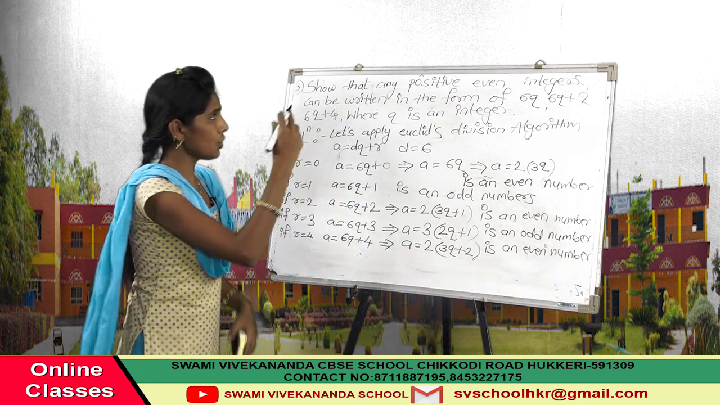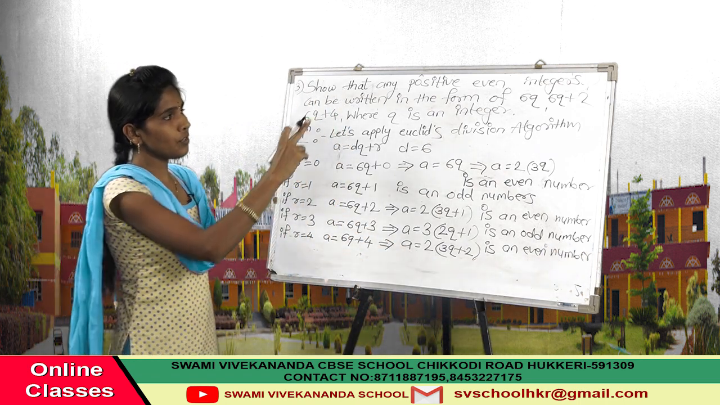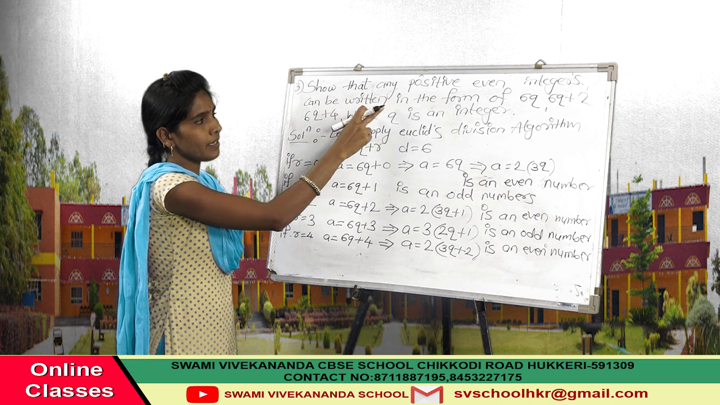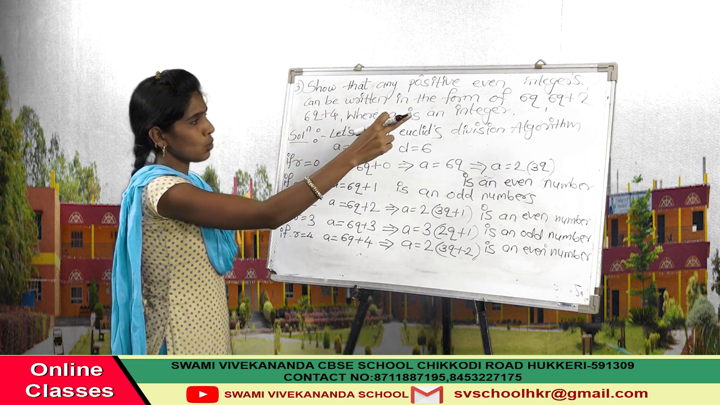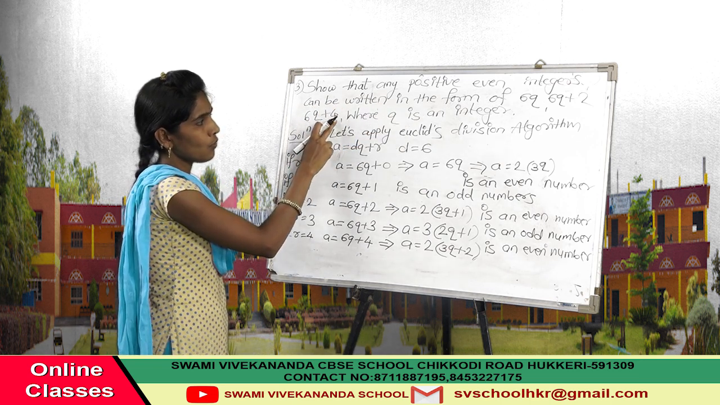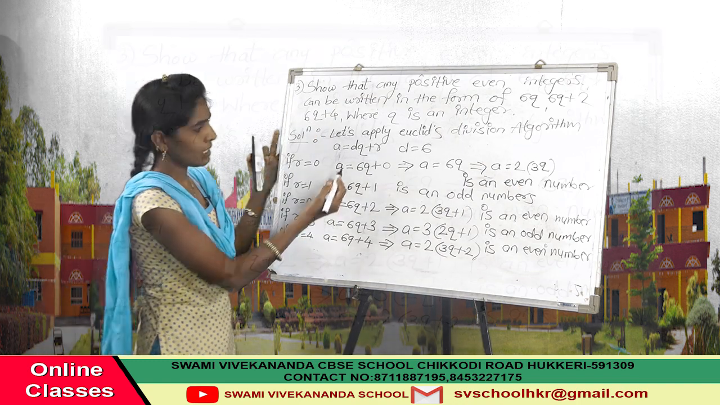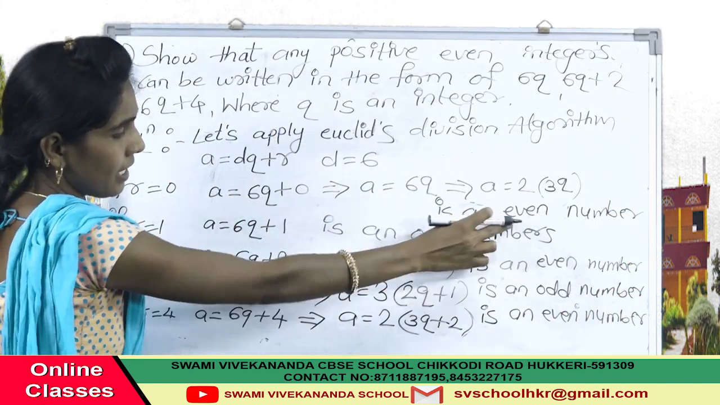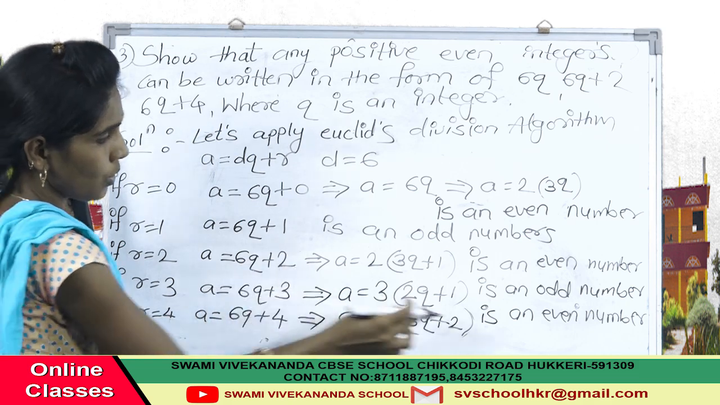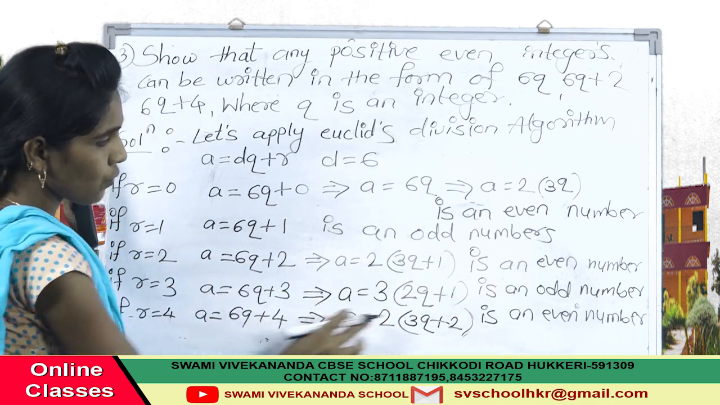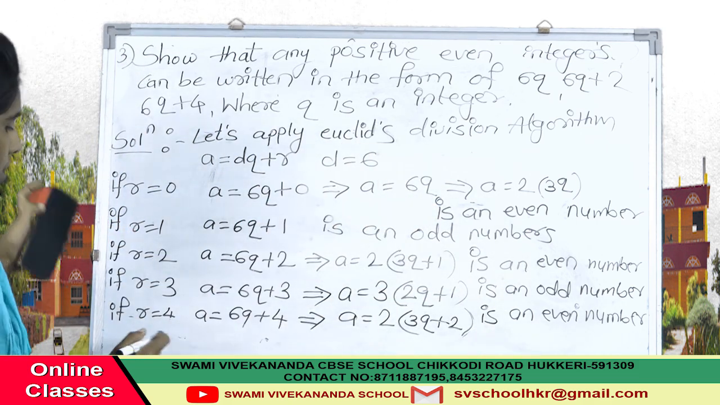So what was the question? Show that any positive even integer can be written in the form of 6q, 6q plus 2, 6q plus 4. So we can write, 6q is an even, 6q plus 2 is an even, 6q plus 4 is an even.